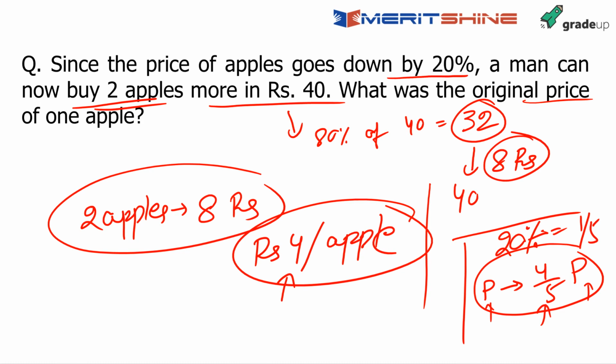The new price is rupees 4 per apple, but this is the price after reducing it by 20%. So 20% reduction means it became 80% of the price. So what is the original price? It will be 4 into 5 by 4.